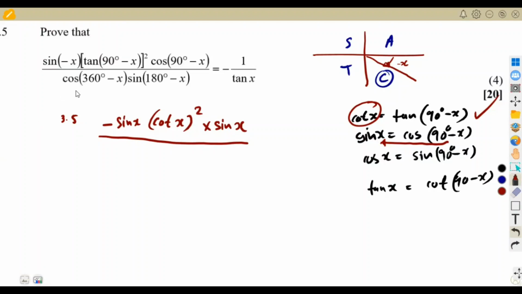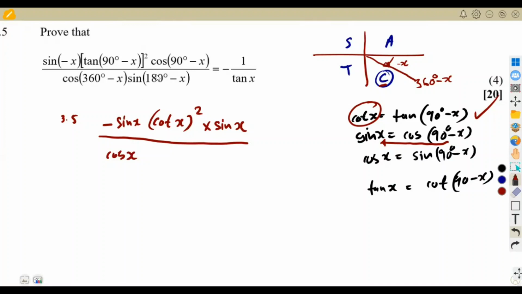Then I've got the cos of 360 minus x. Remember, I said this is found in the fourth quadrant. In the fourth quadrant, as a negative angle, it's minus x. As a positive angle, it is 360 degrees minus x. And in the fourth quadrant, this is for cos. So cos is going to be positive, all right?